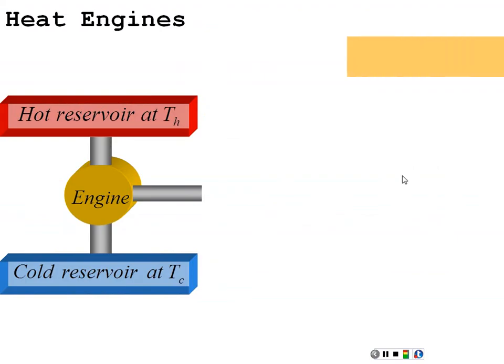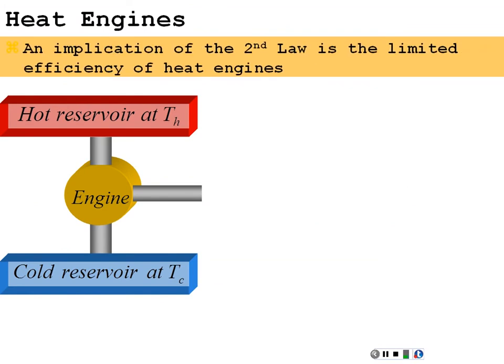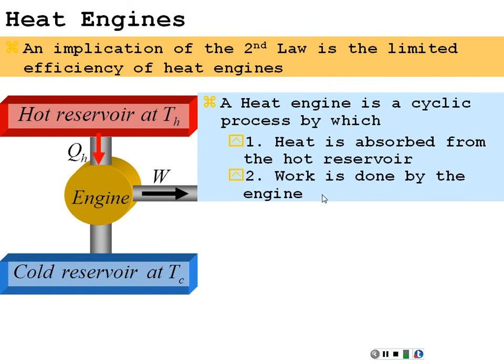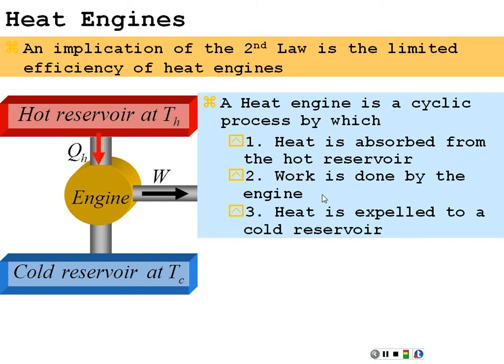A good illustration of the second law of thermodynamics is what happens with heat engines. Implication of the second law is that heat engines have limited efficiency. In a heat engine, we're going to take heat energy from a hot reservoir. We're going to perform some work, and what's left over we're going to expel to a cold reservoir. So we're going to take in energy from a hot reservoir, do some work, and expel energy to a cold reservoir, and that's going to be our heat engine.